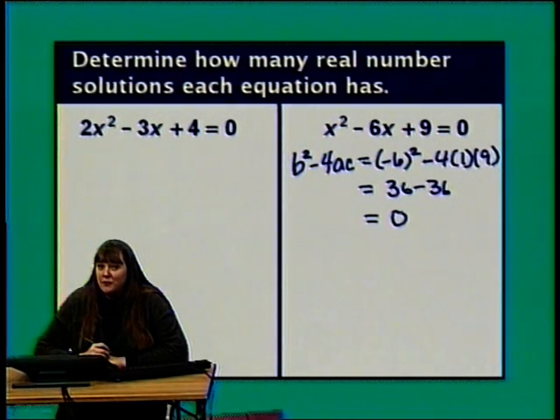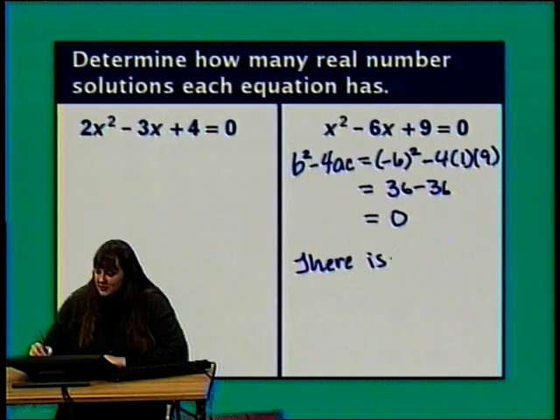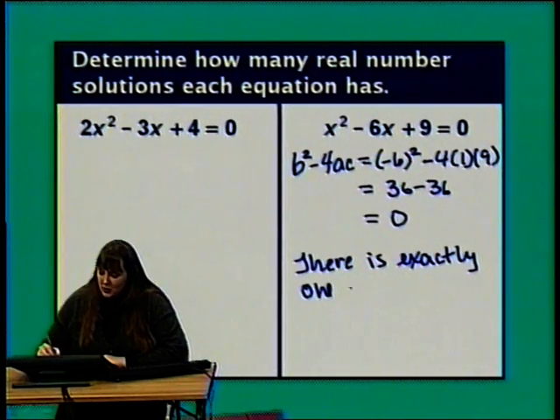So in the quadratic formula, when we take plus or minus the square root of b squared minus 4ac, we're going to be adding and subtracting 0. That causes the number of solutions to be just 1. So there is exactly 1 real number solution.